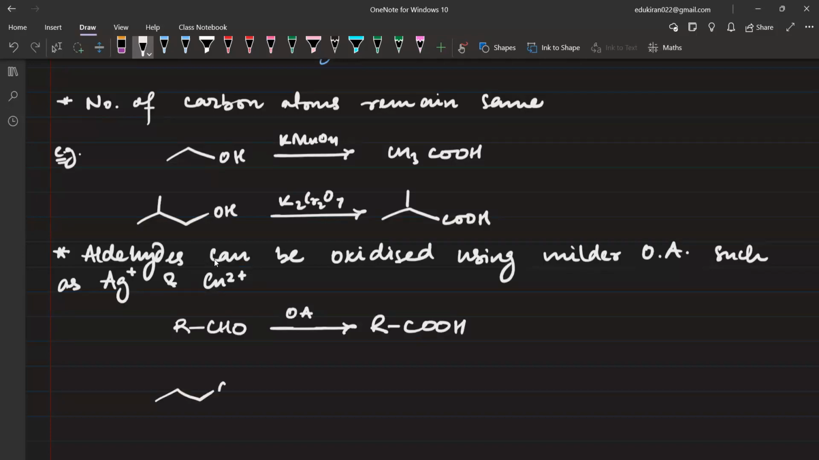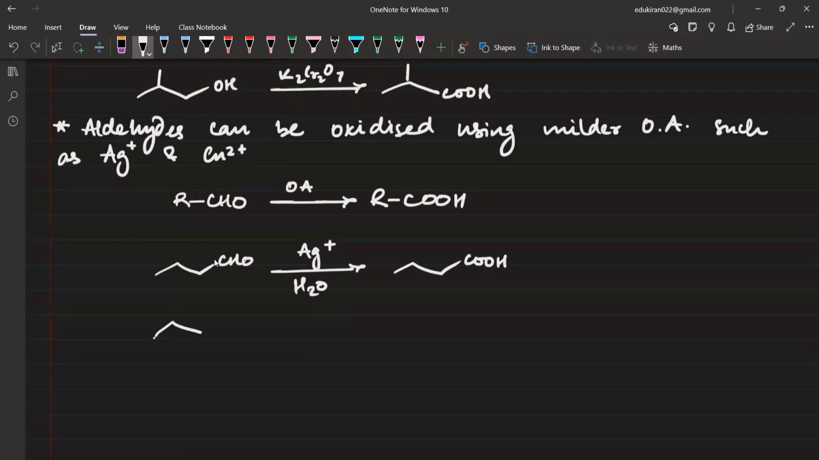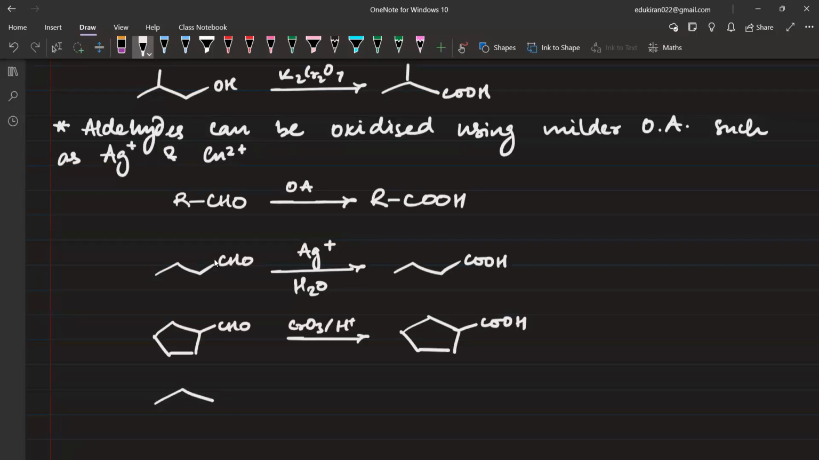Now here if you are at 1, 2, 3, 4, CHO, and let us suppose you are having Ag positive, in the presence of water, it will be written like this. Then you will have the same number of carbon atoms and you will have carboxylic acid like this. Similarly, if you have something like this, CHO, and in the presence of, let's suppose you have Jones reagent, which is CrO3 in the presence of acid, you will have the same thing as it is, and the CHO will be converted to COOH. 3 carbon atoms, CHO, in the presence of KMnO4, you have 3 carbon atoms and you will get carboxylic acid.